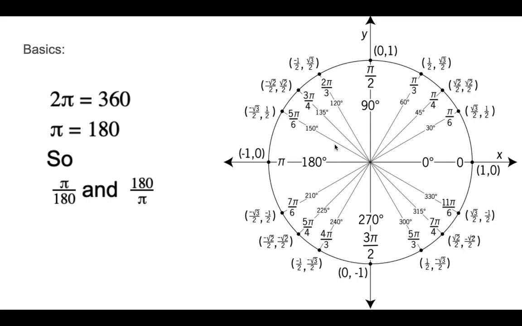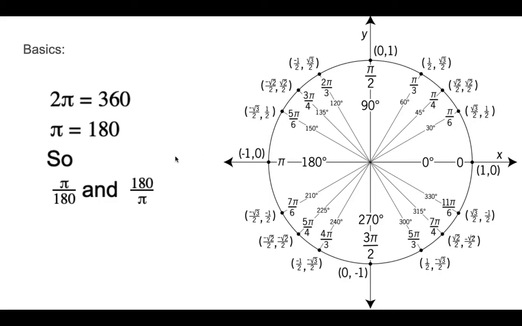Now, sometimes we don't want to have to memorize all of these correlations, but if we start adding them together, for example, 2 pi over 3 is 120, which is 90 plus 30, or 180 minus 60.